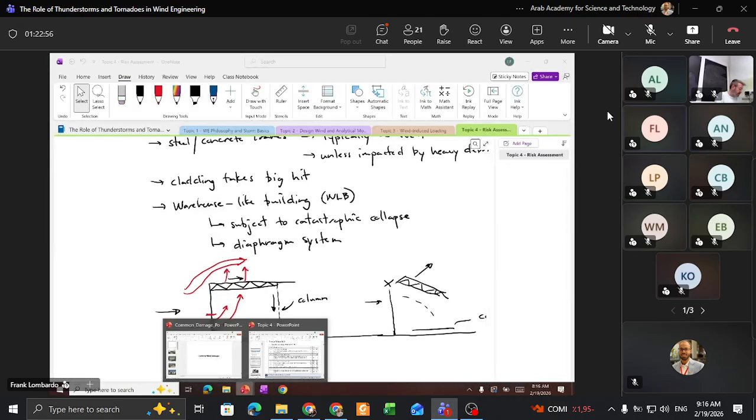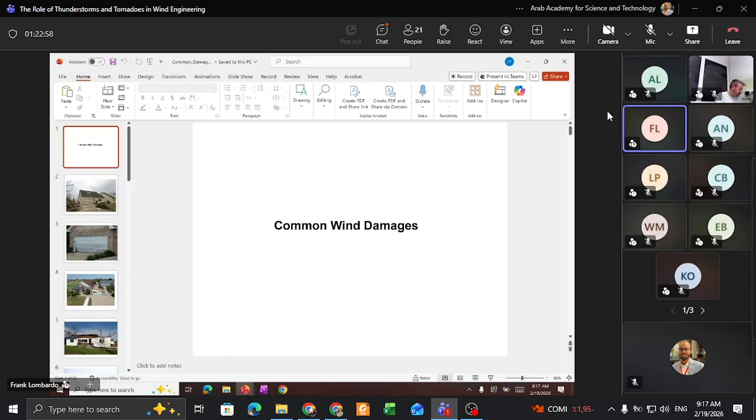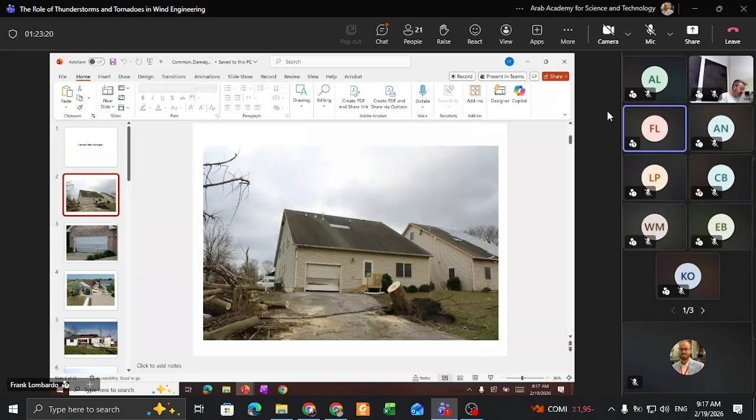So I'll show some pictures of this. We're going to go through and show some typical wind damages, what you'll see. Most of these are from tornadoes. Some of the more cosmetic damage you tend to see sometimes in hurricanes as well. So we'll go through the progressive damage states. These are mostly pictures that we've taken after damage surveys.